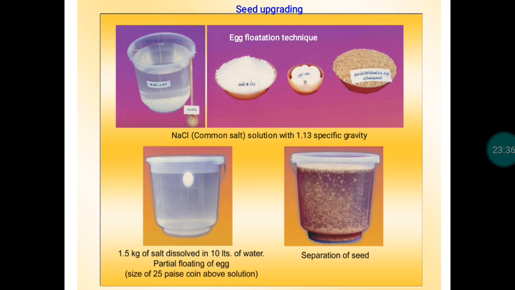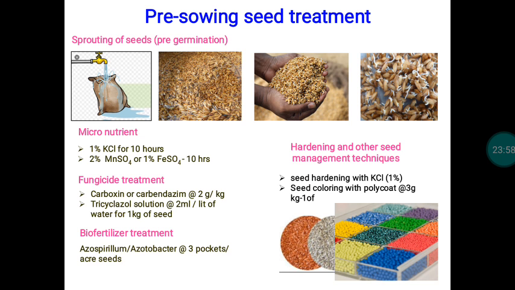If you sow this kind of separated seeds, germination will definitely be good, and the seedlings that come out of those seeds will be more vigorous, with steady growth. This is a very popular technology, and most farmers follow it for upgrading the quality of paddy seeds. After that, we give some more treatment to make the seed perform very well under field conditions.